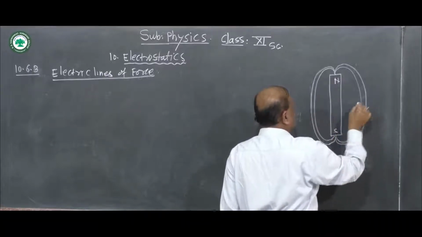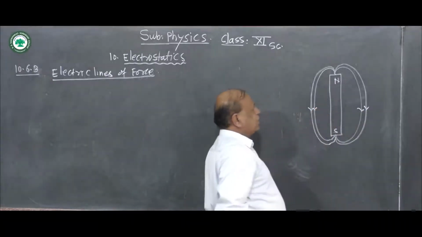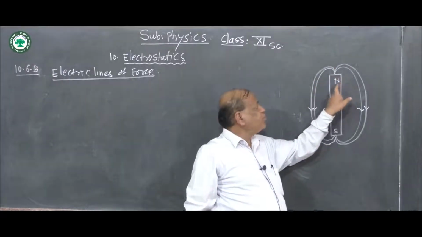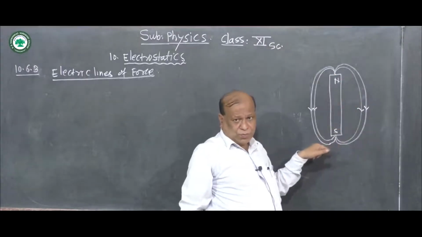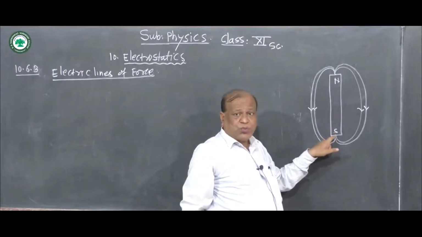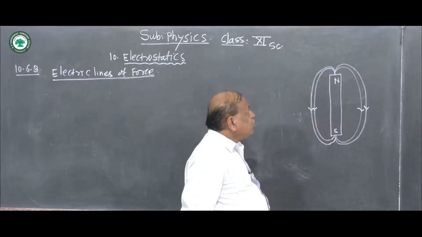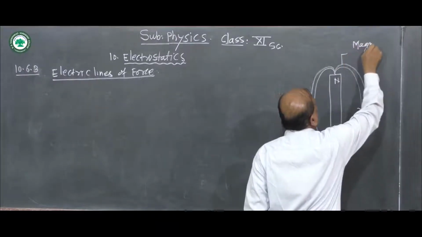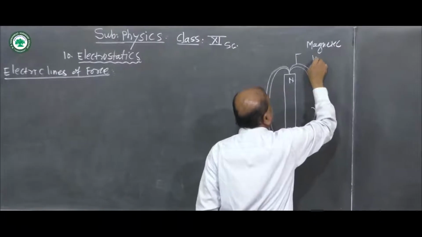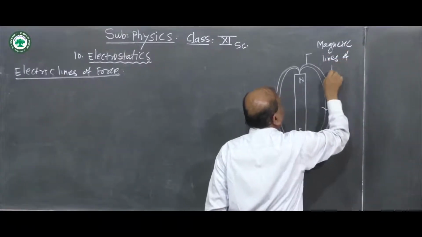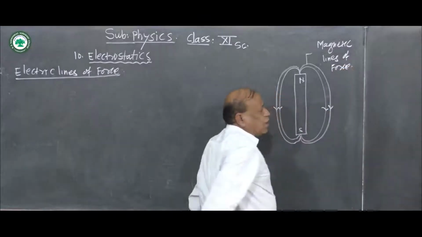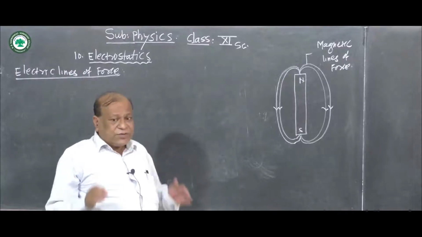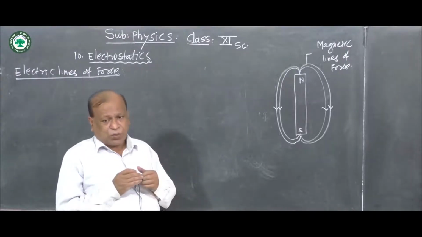Now, the direction of the lines of force is like that. The path traced by the north pole to the south pole is known as magnetic lines of force. And we know that this magnetic field and electric field are very closely related.